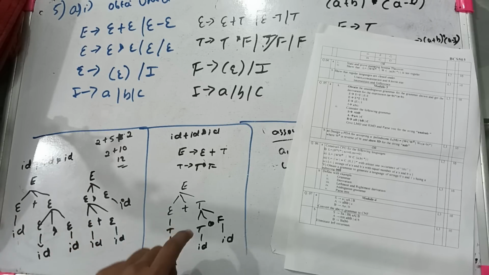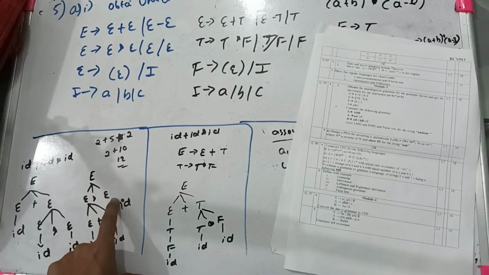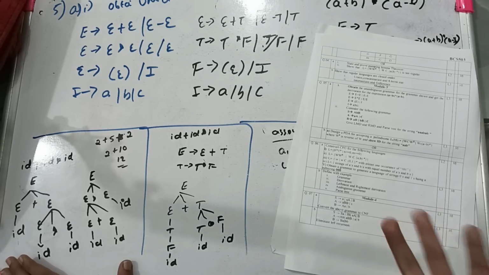Another parse tree is like E gives E star E, next one is E gives E plus E, id star id, next here also id. Okay, these are the two different parse trees. Then what are the disadvantages here?